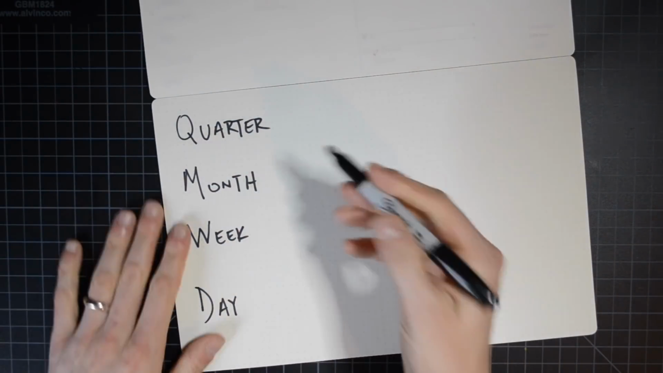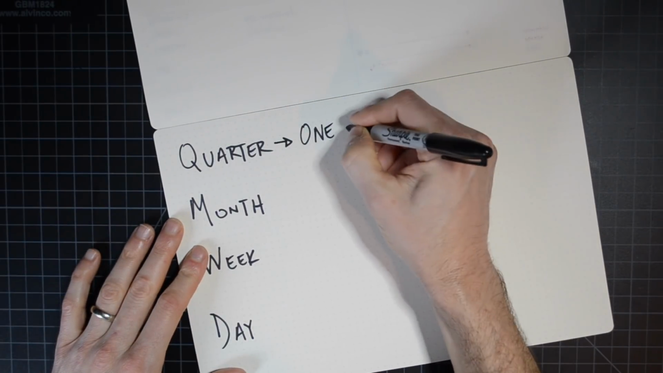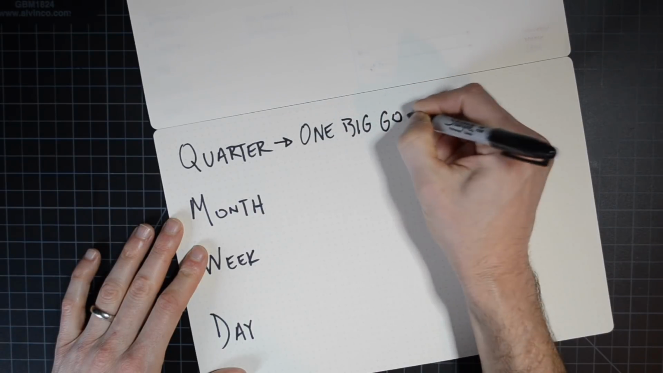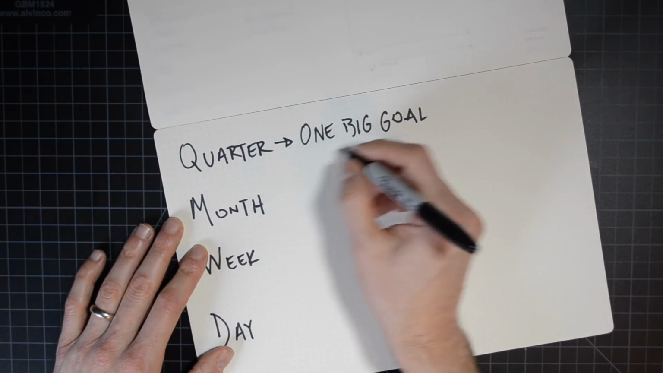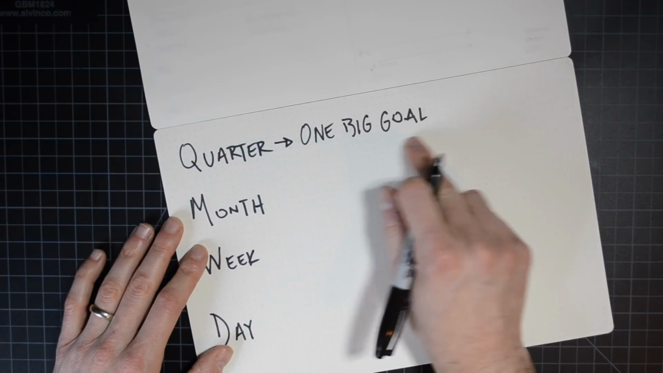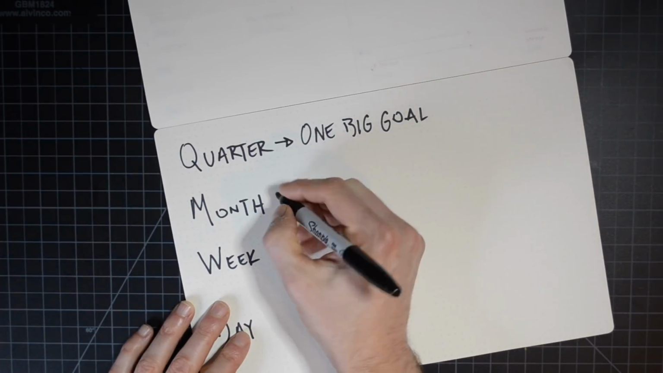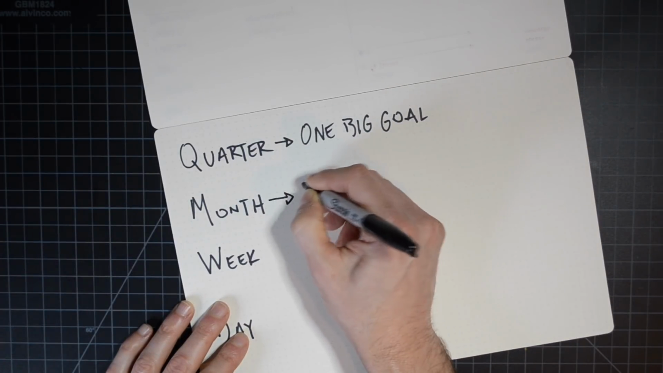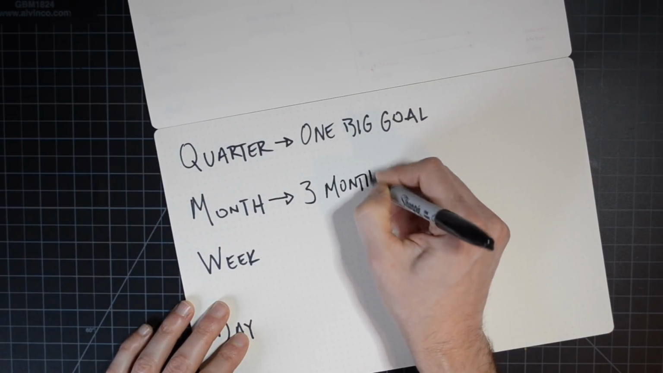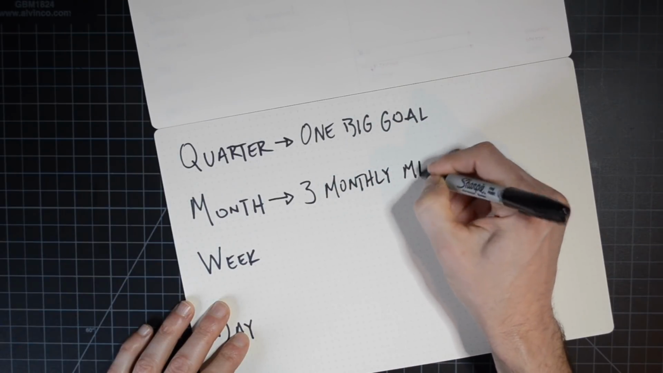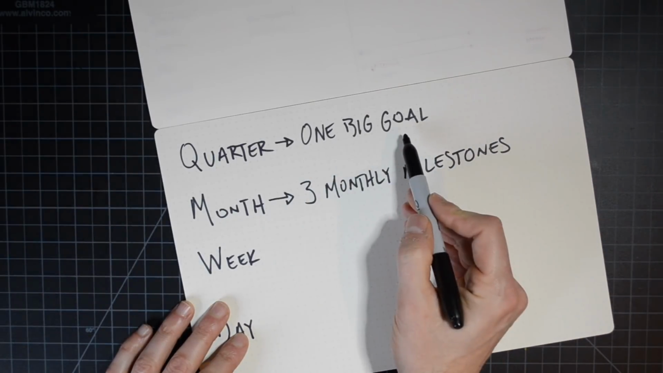So let's go ahead and start breaking it down. We're going to start with the quarter and we're going to say, what is my one big goal? I encourage you to limit to one goal, especially if you're getting started with goal setting in general. It'll give you something to really focus your time on and you won't feel torn between different objectives or goals that you have. So you're going to have the one big goal for the quarter, that 3-month period. And then we're going to break it down and say, of course 3 months in a quarter, what are the 3 monthly milestones that, if accomplished, will help you achieve that one big goal?